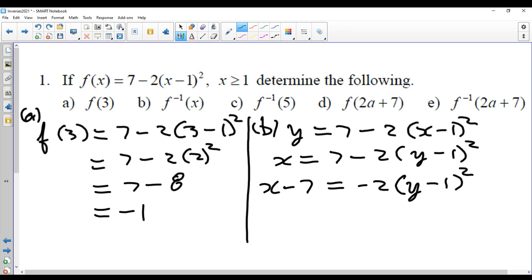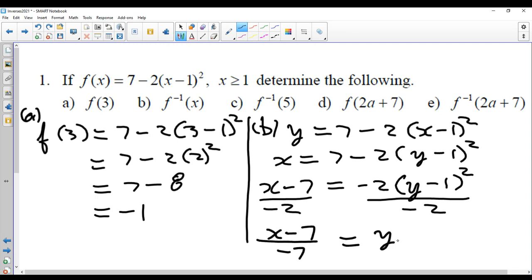Okay, Gary, what do you want to tell us? Divide both sides by negative 2. So we have x minus 7 over minus 2 is equal to y minus 1 squared. Good? All right, I need another step. I need to know what happens next. Suchir, go. Take the root of both sides. That's good.